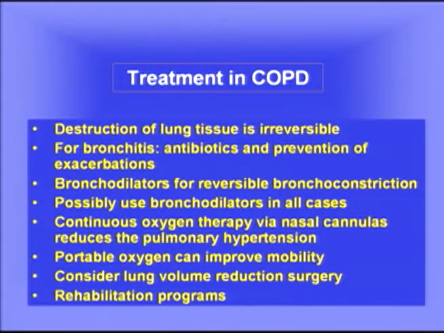The pulmonary hypertension can be treated to some extent by continuous oxygen therapy, and that's used via nasal cannulas for patients who have a very low arterial PO2 and are developing pulmonary hypertension, because the prognosis of these patients is linked, in many of these patients, to pulmonary hypertension. Other patients can have portable oxygen that can improve their mobility, and often you've seen patients, now you can use liquid oxygen containers, nasal cannulas, and the patient can go shopping, go to the movies, and so on.